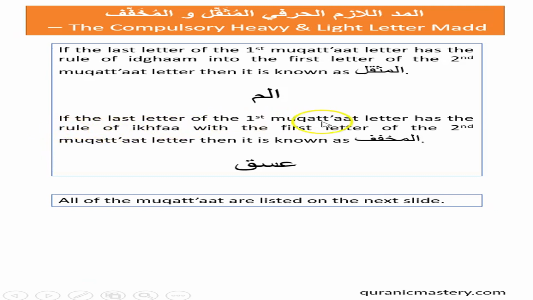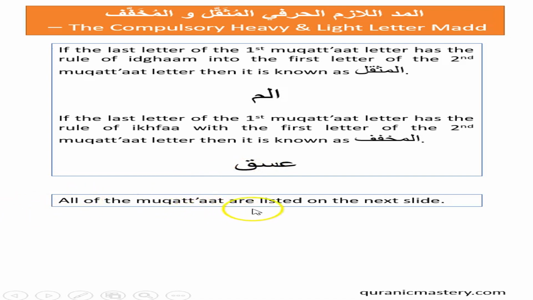Now, if the last letter of the first muqatta'at letter has the rule of ikhfa with the first letter of the second muqatta'at letter, then it is known as al-mukhaffaf. Let's have a look at this. It's ayn, sin, qaf. Here we have the letters ayn, sin, qaf. Ayn, the last letter is noon, and then sin, so that's ikhfa. Sin, the last letter is noon, and then the next is qaf, so again there's ikhfa. And the normal rules of ikhfa will also apply.